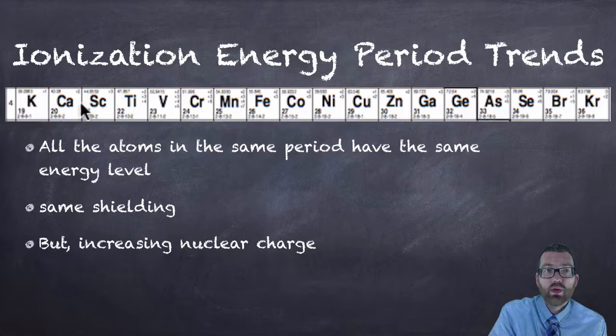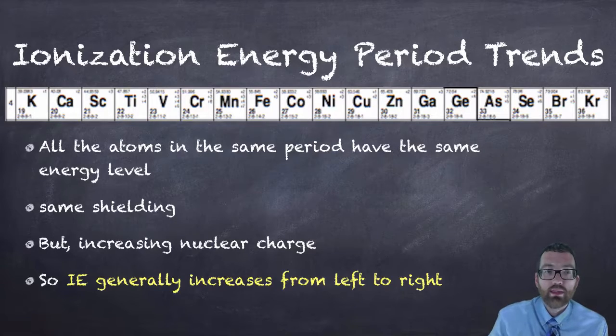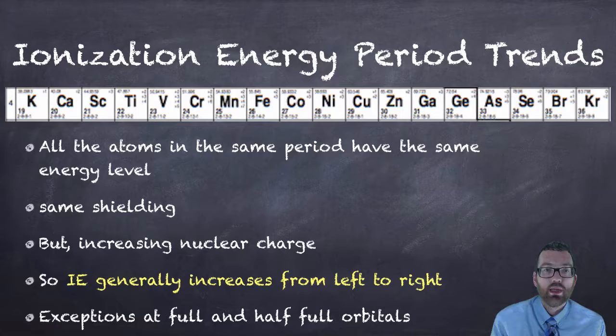But as we go across period 4, there's an increasing nuclear charge, we have more protons. So krypton has 36 protons. It has a pulling power of 36, which is stronger than something on the left, like potassium, which only has a pulling power of 19. So ionization energy is going to increase from left to right. The stronger those protons pull on the electrons, the more energy you would have to use to remove one and turn it into a +1 ion. There are some exceptions at full and half-full orbitals, but again, I'm not testing you on the exceptions, I'm testing you on the general trends here.